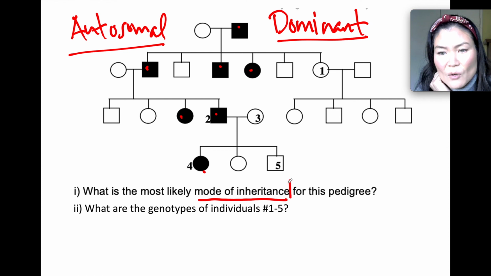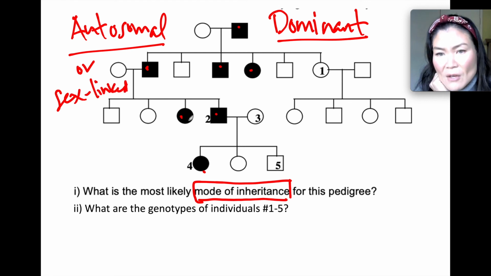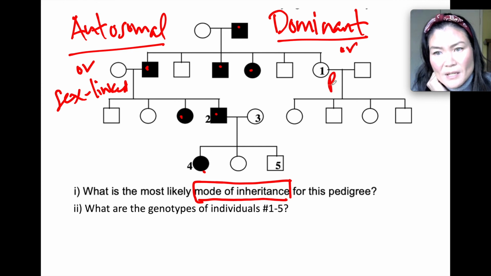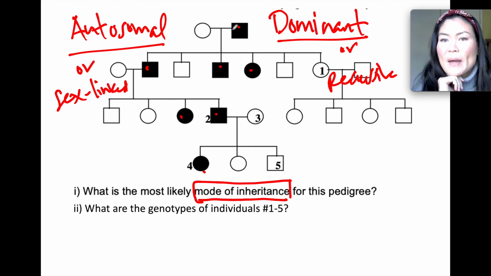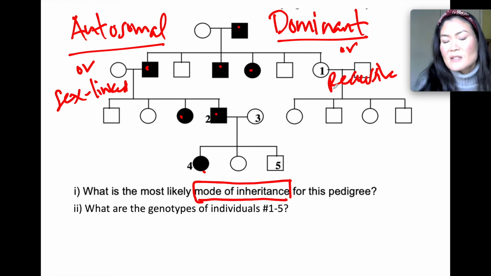So whenever you see that question, what's the mode of inheritance? It's asking you, is it autosomal or is it sex-linked? To figure that out, if you have mostly males that have the condition, it's sex-linked. If it's a mix of both females and males, it's autosomal. Dominant or recessive? That's the next question. How do you know? It's going to be dominant if at least one parent has it and some of the kids. It's going to be recessive if none of the parents have it, but some of the kids do. That's how you can decide between dominant and recessive.